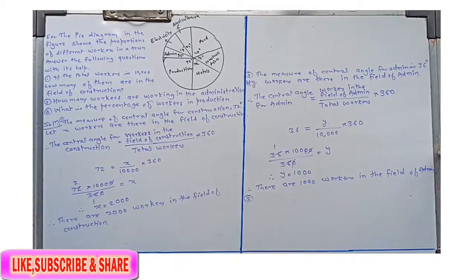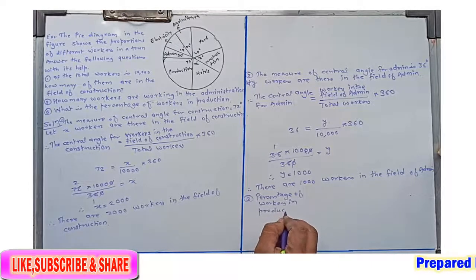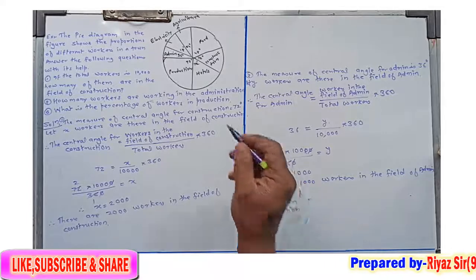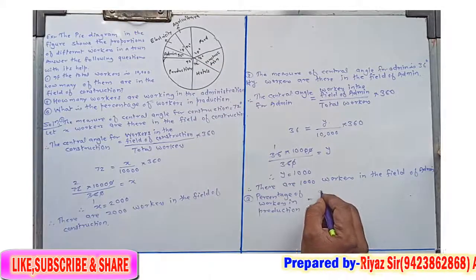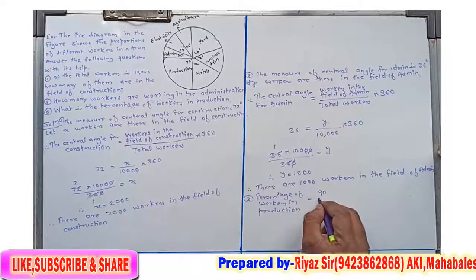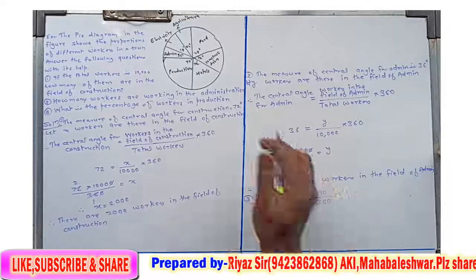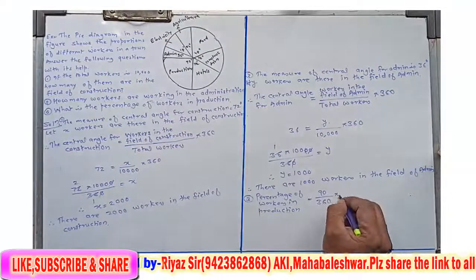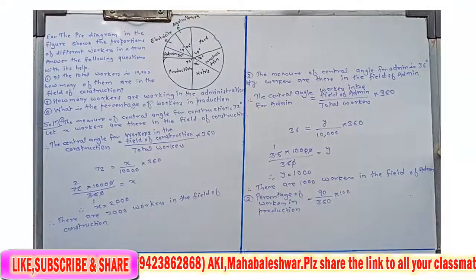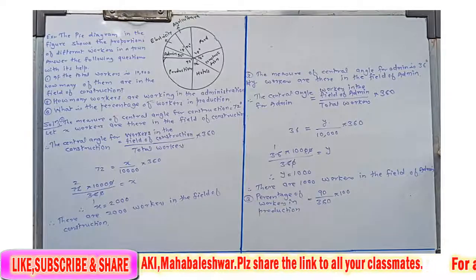Percentage of workers in production. Okay, so here the percentage of workers in production is equal to, now the central angle for production, it is 90 degree. The central angle 90 degree out of how many? Out of 360, because the measure of this whole circle is 360 into 100. In this way we can calculate the percentage of workers in production.